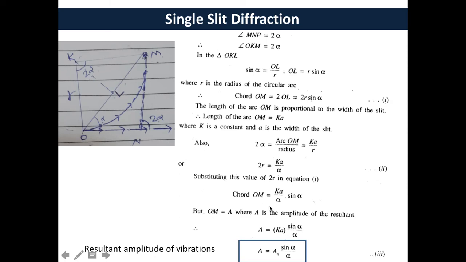A is the resultant amplitude, so we can write capital A is equal to Ka sine alpha upon alpha. Here Ka we can write as A0. So the resultant amplitude due to the individual point vibrations is A is equal to A naught sine alpha upon alpha.